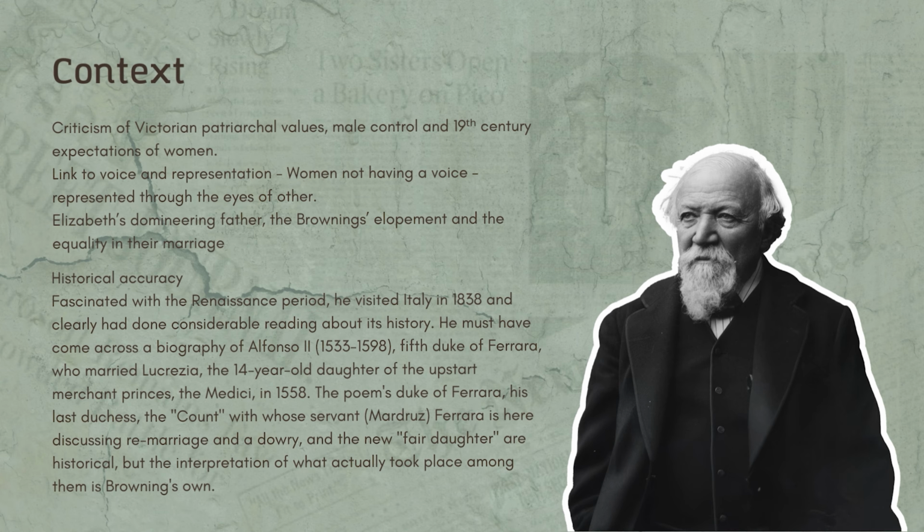Then we come to our historical accuracy. So Browning was fascinated with the Renaissance period. He'd visited Italy before, and then obviously he and Elizabeth lived there. So he did a considerable amount of reading about his history. So he must have come across this biography of Alfonso II, the Duke of Ferrara, who married Lucrezia de' Medici, 14-year-old daughter of the Medicis. The poem's Duke and his last Duchess, the Count whose servant is there discussing the marriage, the dowry, the fair daughter, they're all historical facts, but the interpretation of what actually took place is Browning's own interpretation.